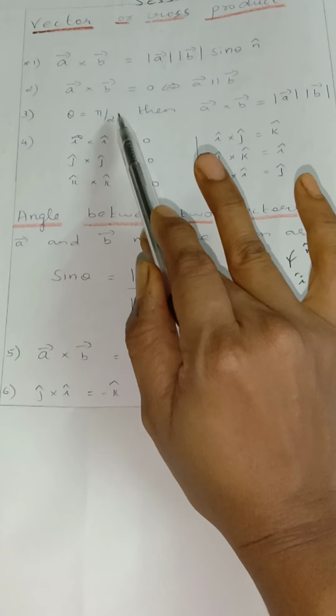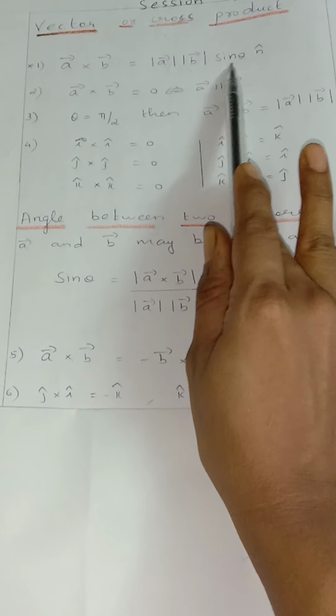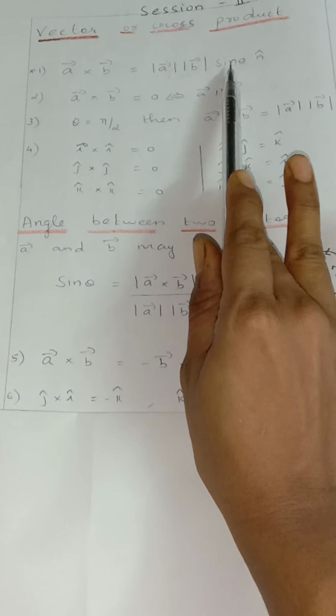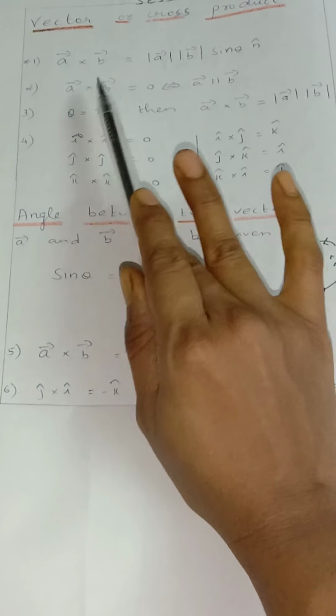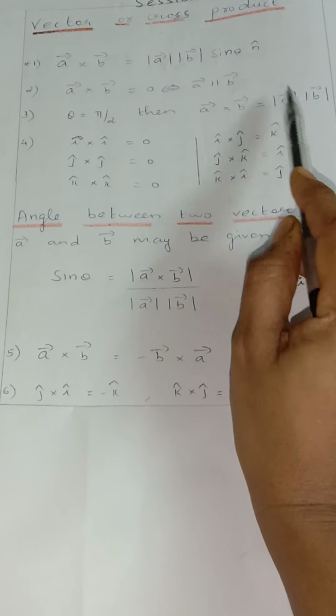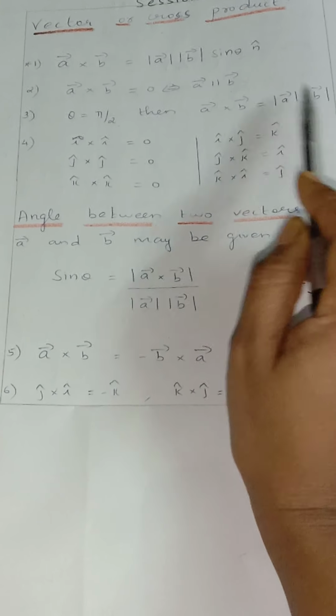The third condition is if theta is equal to pi by 2. If I put theta equal to pi by 2 here, what will happen? Sin pi by 2 will become 1. So a cross b is equal to magnitude of a times magnitude of b.